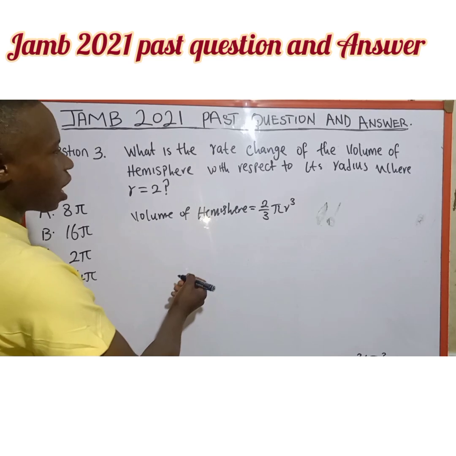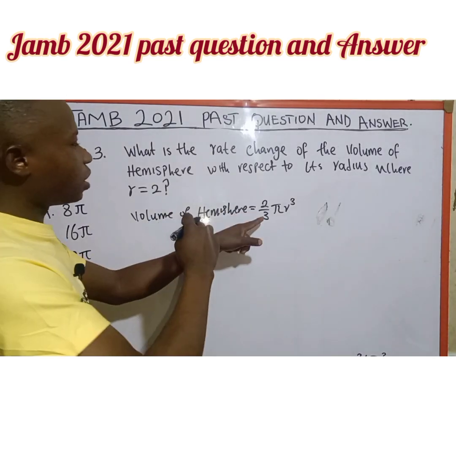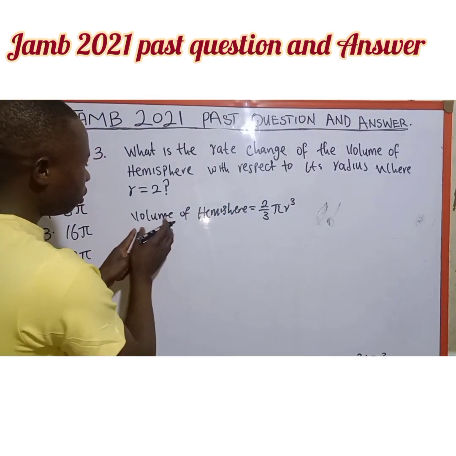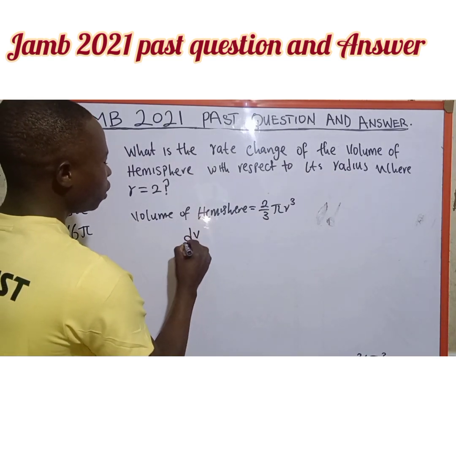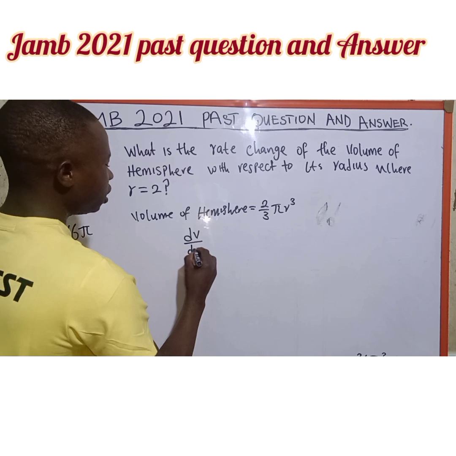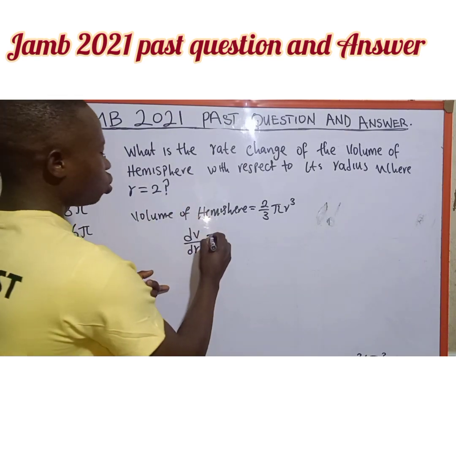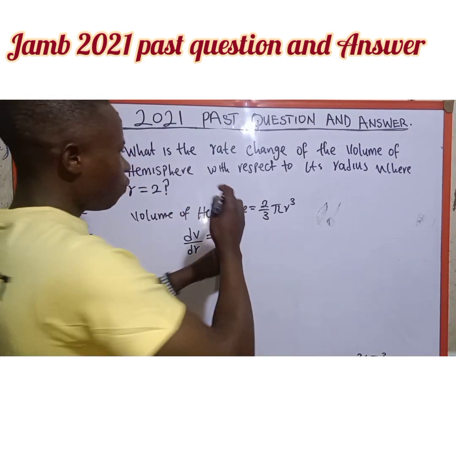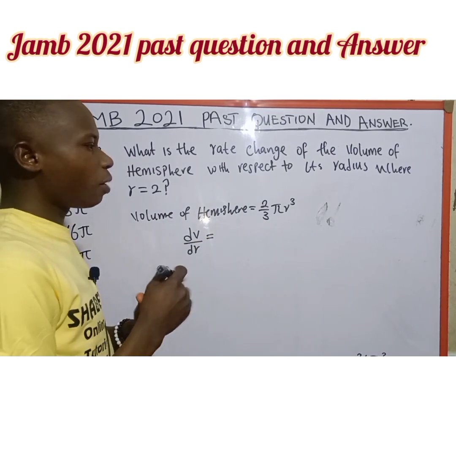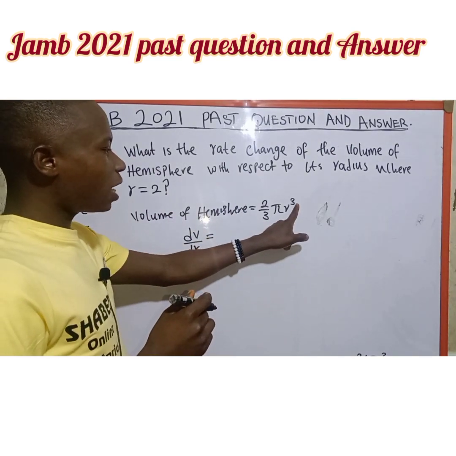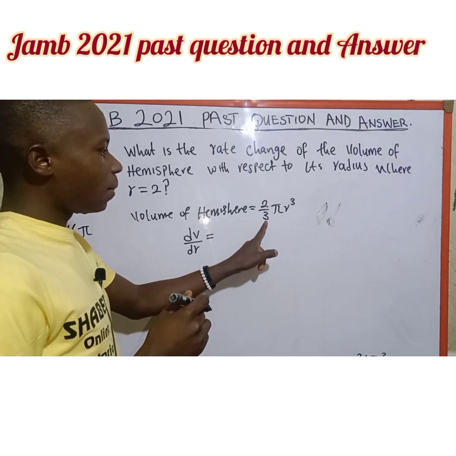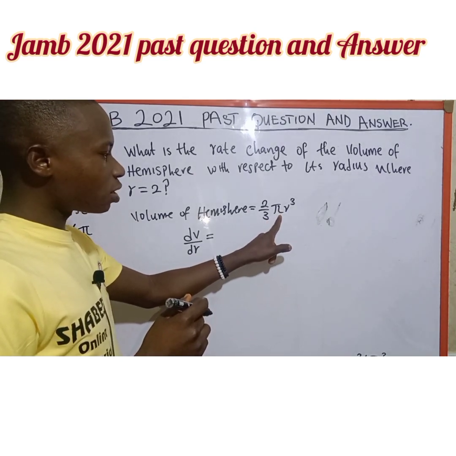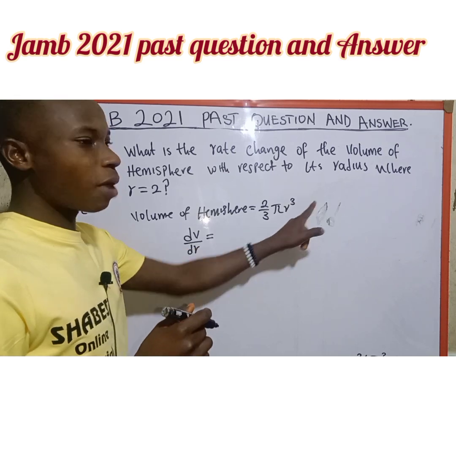So we are going to differentiate this formula, dV, where V means the volume of this hemisphere, with respect to the radius. If you want to differentiate this using the power rule, remember this power here is going to multiply the coefficient here, which is 2 over 3. Then we keep pi constant, then we take away 1 from the power of r.